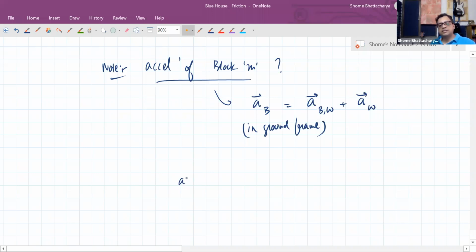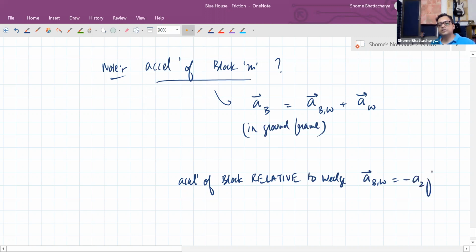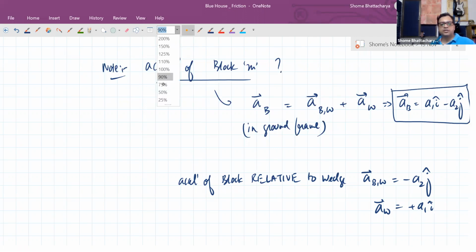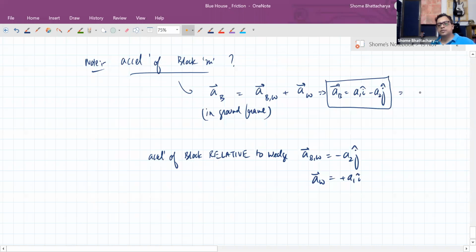Okay, so the acceleration of the block relative to the wedge, वो कितना था, that was equal to actually my a2 in the downward direction. Okay. And acceleration of wedge, of course, we saw was plus a1 I cap. So this thing, so acceleration of the block is actually equal to a1 I cap minus a2 j cap. First of all, it is this. Okay. Then secondly, if I'm asked to find out its magnitude, it is just square root of a1 square plus a2 square.